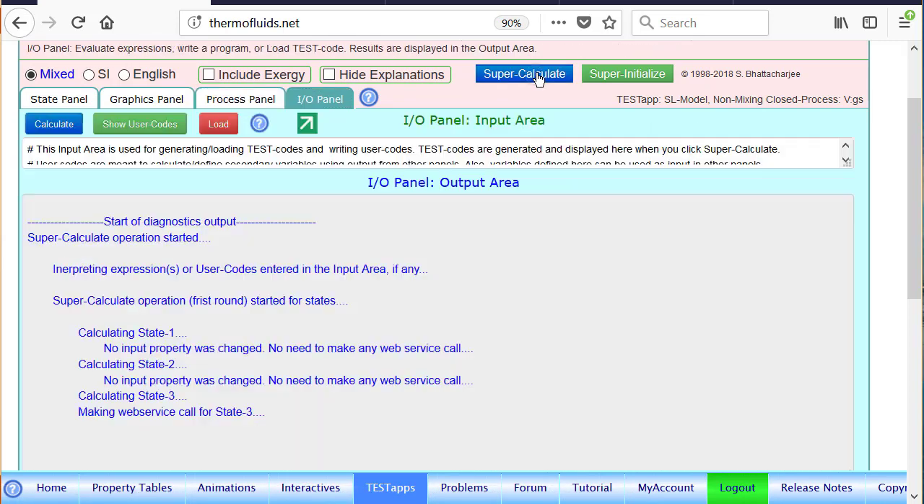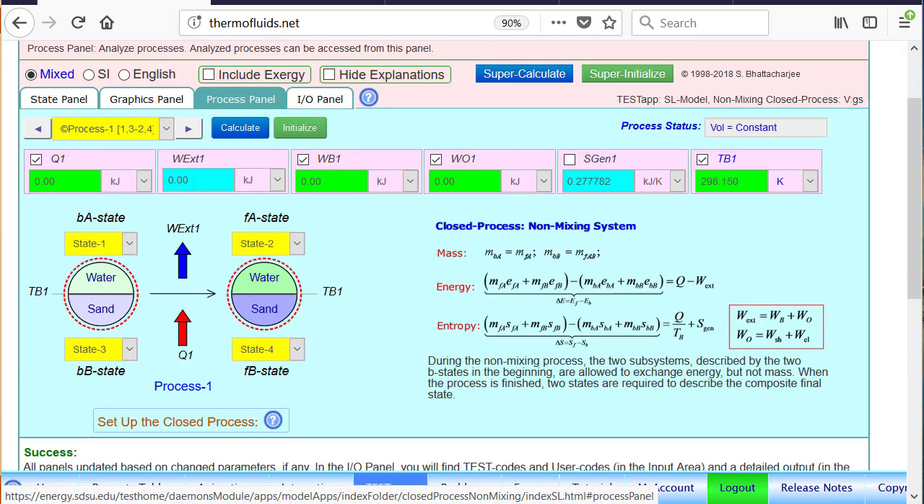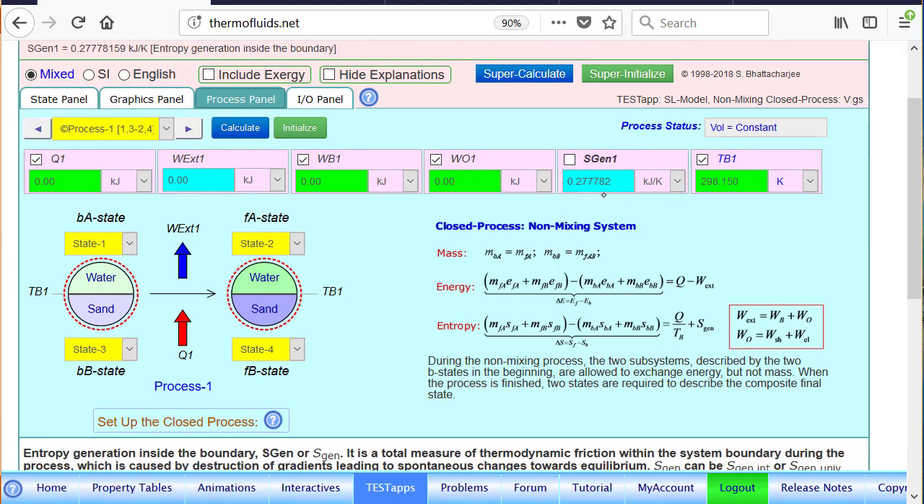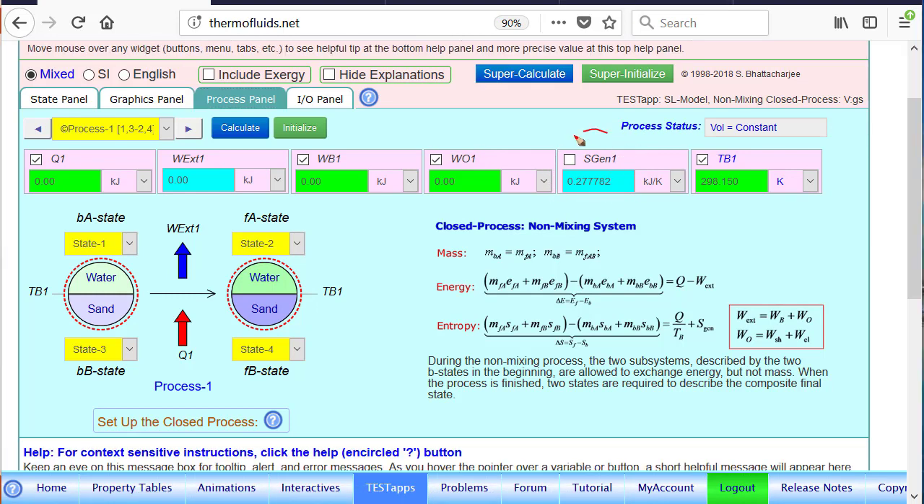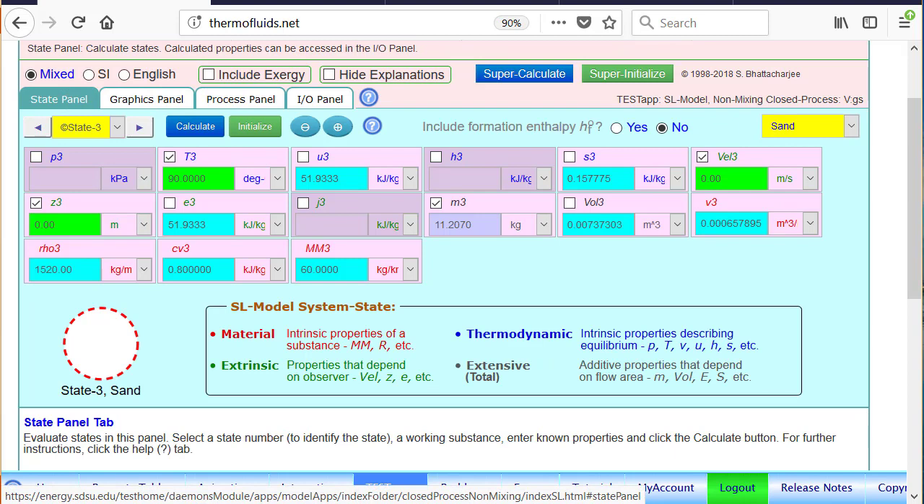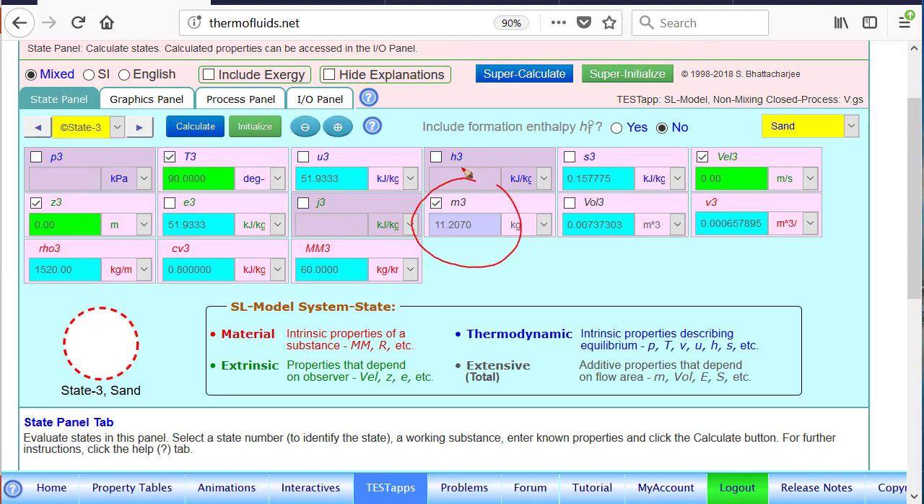Of course, you could click super calculate to make sure all the calculations are updated. And as you can see, entropy is generated because of heat transfer. Right here it's given as internal heat transfer, and the mass that must be added is shown here. Notice that this can be found even though we don't know the pressure in this problem.